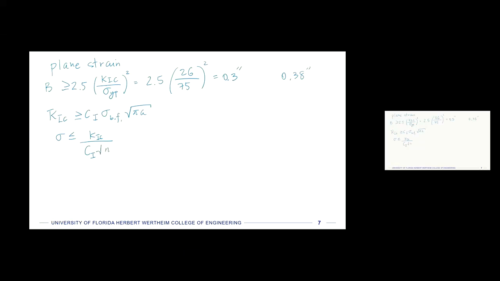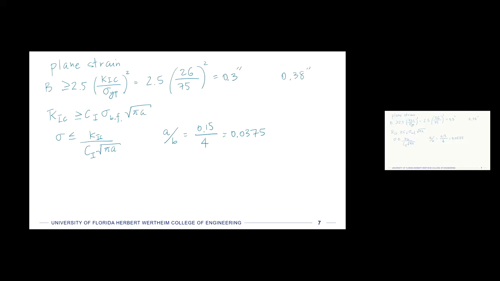Times square root pi a. And then if we think about our charts, our A over B, A was our crack length of 0.15, and B is our plate width here, so it's 4. So we have actually quite a small ratio here, 0.0375.